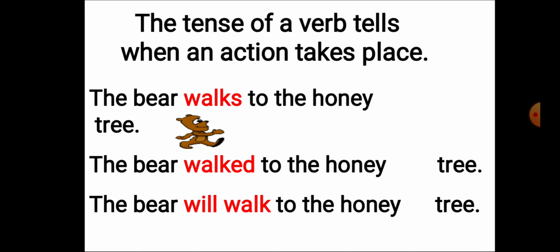The third one is the bear will walk to the honey tree. Means in this sentence we add will before the verb. It means this tells that the action is performed in the future. So this sentence is in future tense.